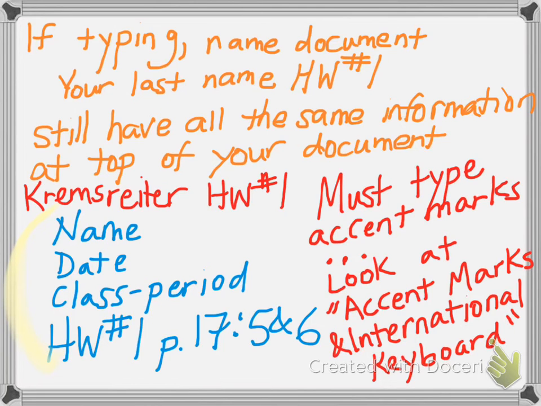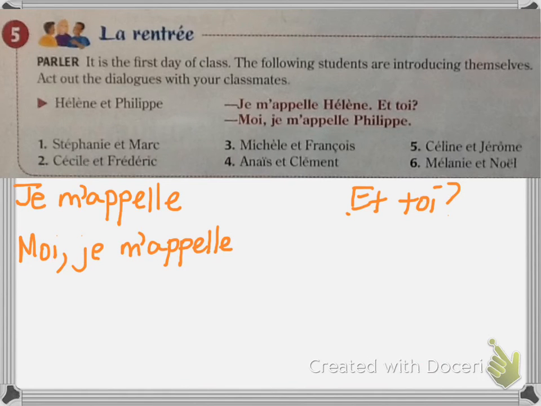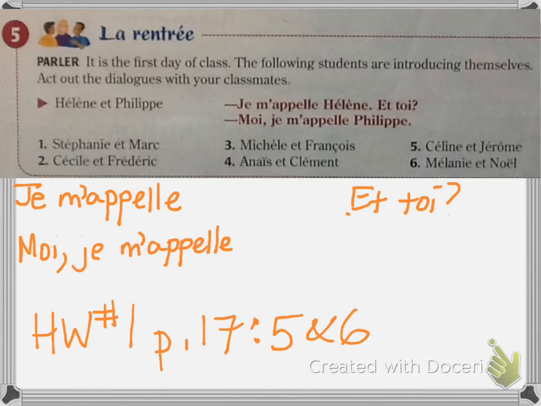All right, next I want to talk specifically about what you have to do for your homework. Your homework assignment is homework number 1, which is page 17, exercises 5 and 6. Again, this is referring to your textbook. On page 17, you're going to look at exercise number 5, and I took a picture of it for you here so that you could see it.